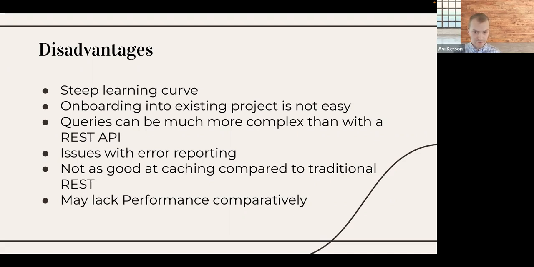In a REST API, we access resources with URLs, so we can cache on a resource level because we have the resource URL as an identifier. On the other hand, in GraphQL, it is very complex because each query can be different, even though it operates on the same entity. But most libraries built on top of GraphQL offer an efficient caching mechanism. And lastly, it may lack performance comparatively.